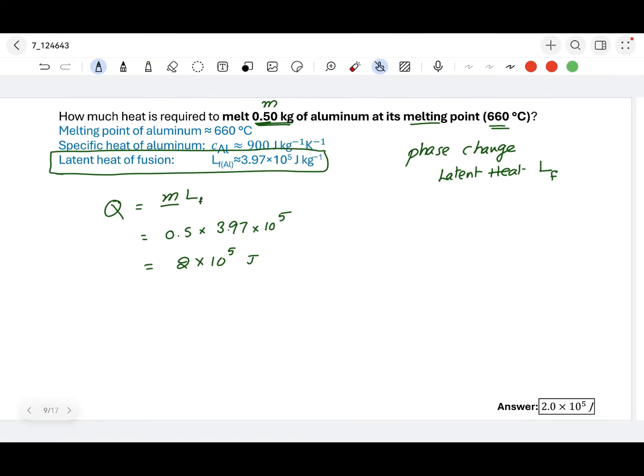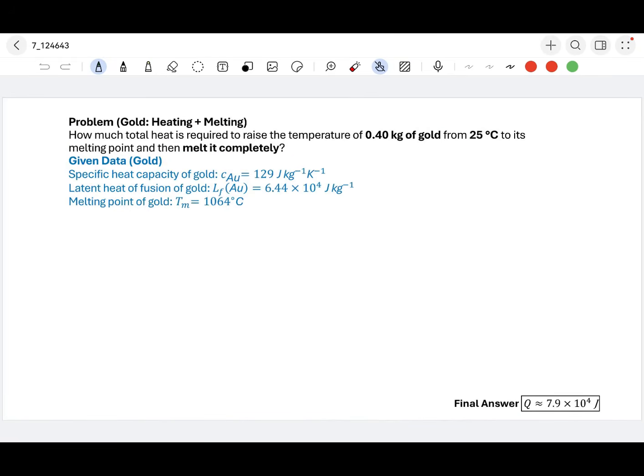Next problem. Here in this problem, this is the heating, so specific heat we have to use, and the melting phase change means latent heat we have to use. Melting means latent heat of fusion. Let's read the question. How much total heat energy, Q, is required to raise the temperature of 0.4 kilogram of gold? The mass is given in kilogram. From 25 degrees Celsius to its melting point, and then melt it completely.